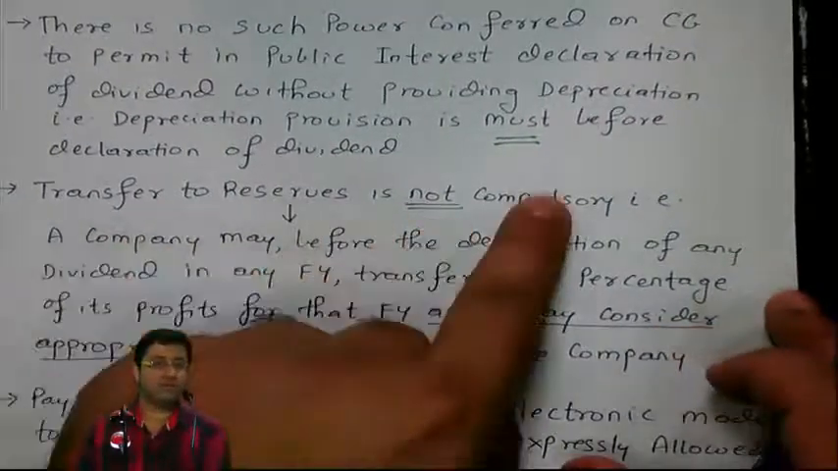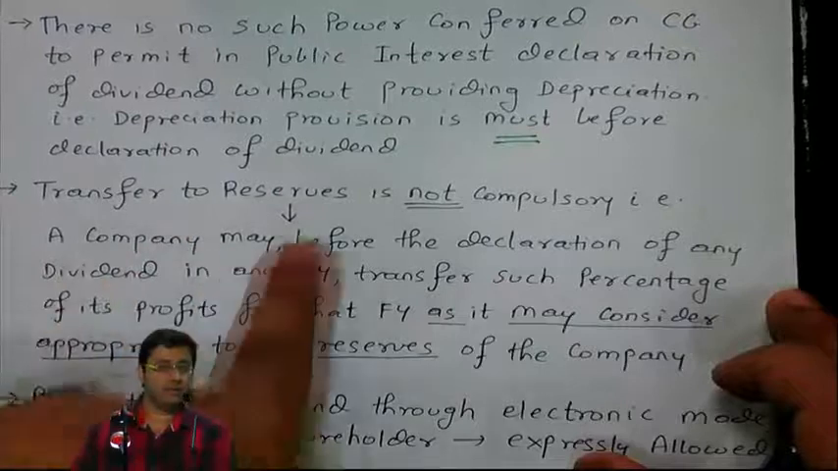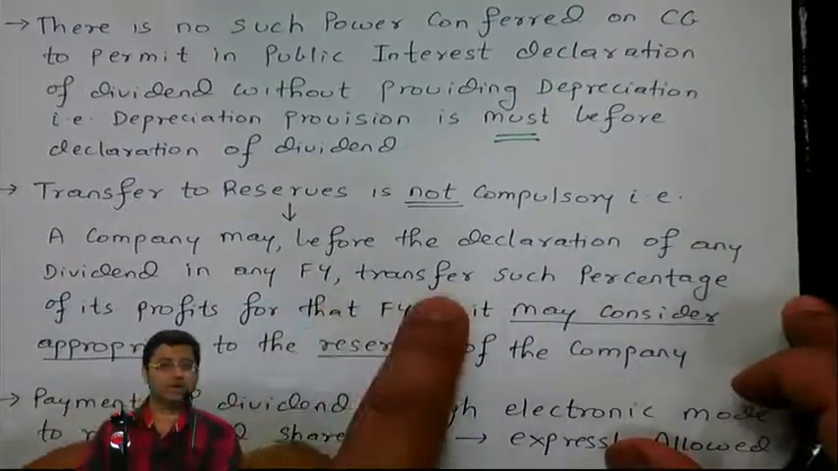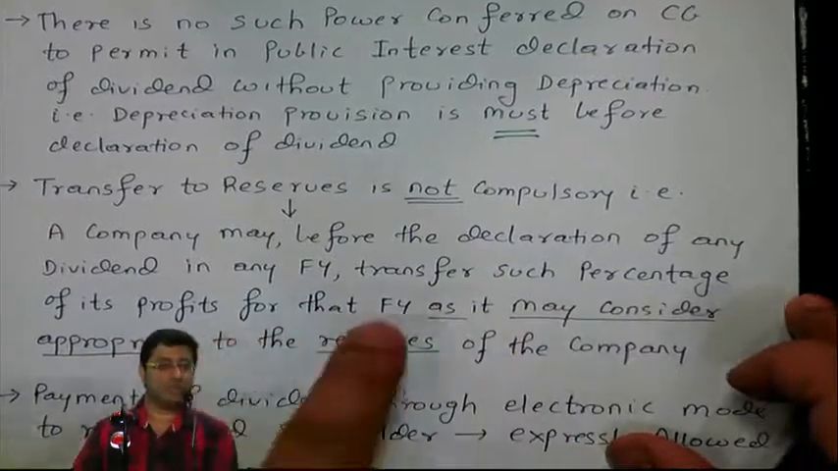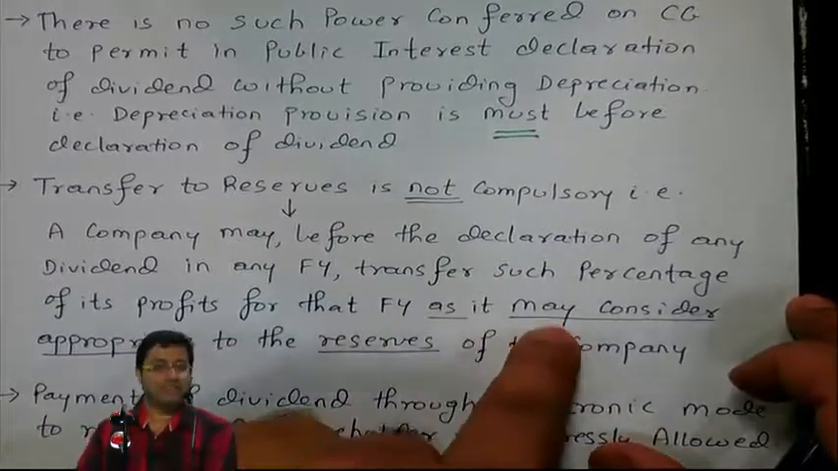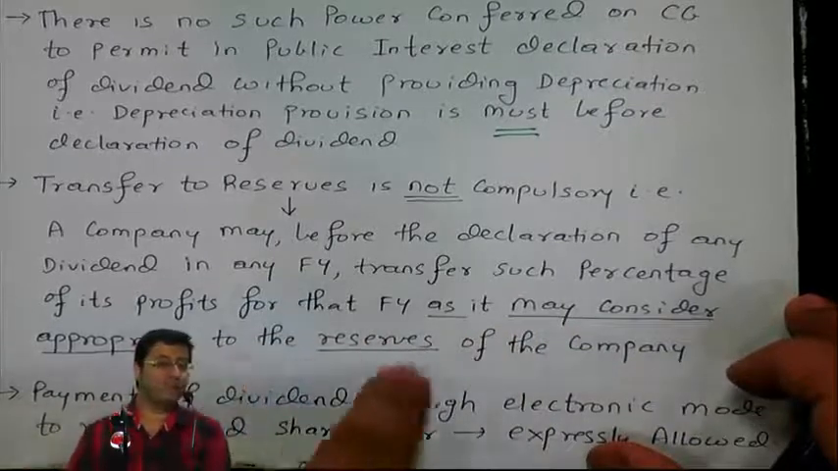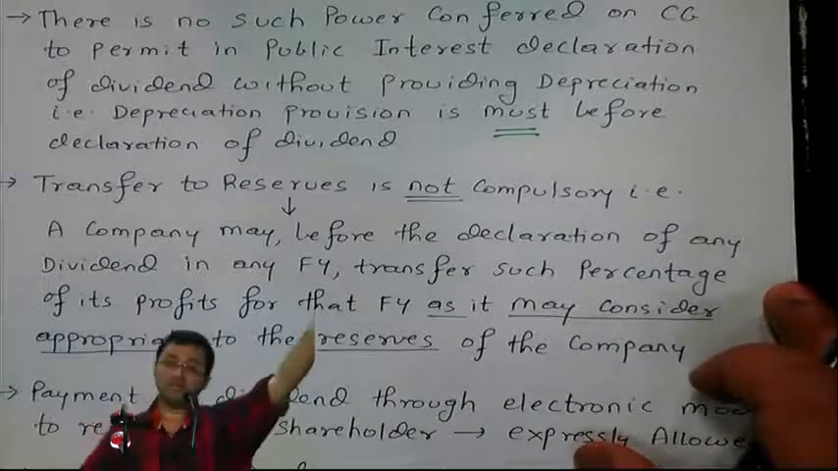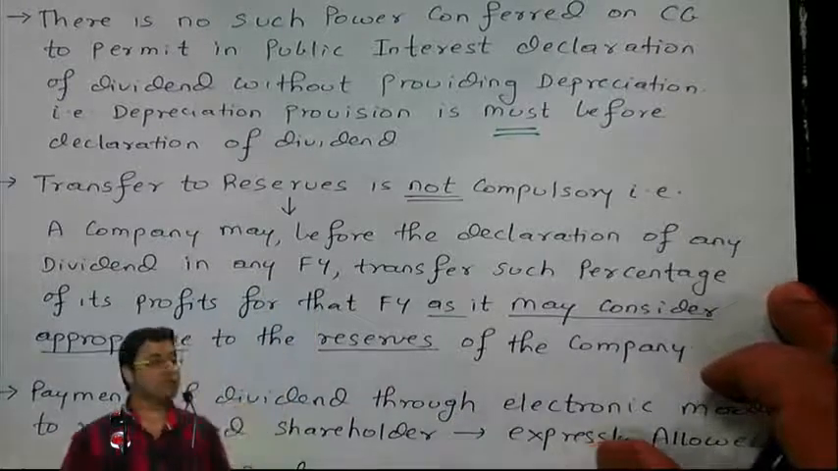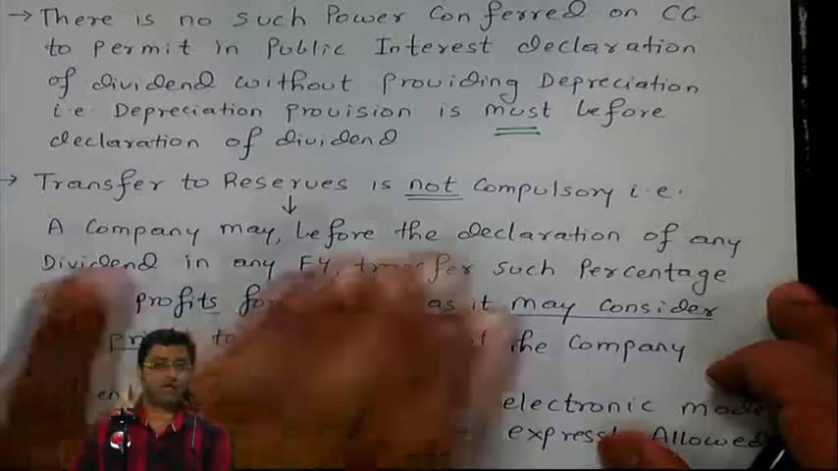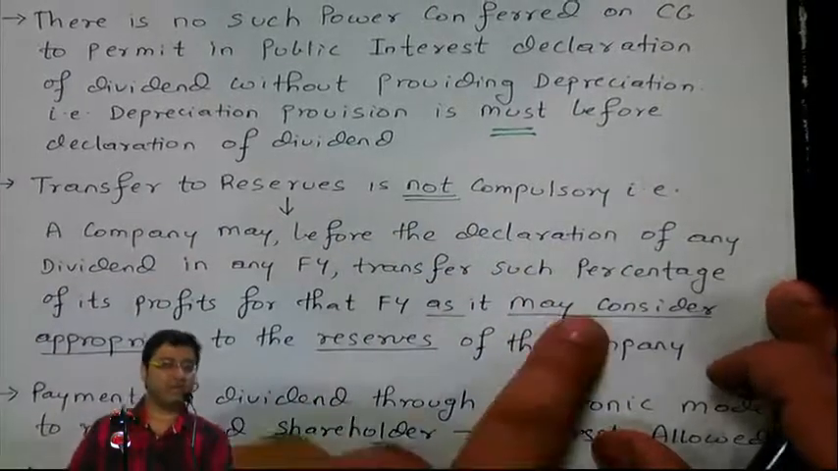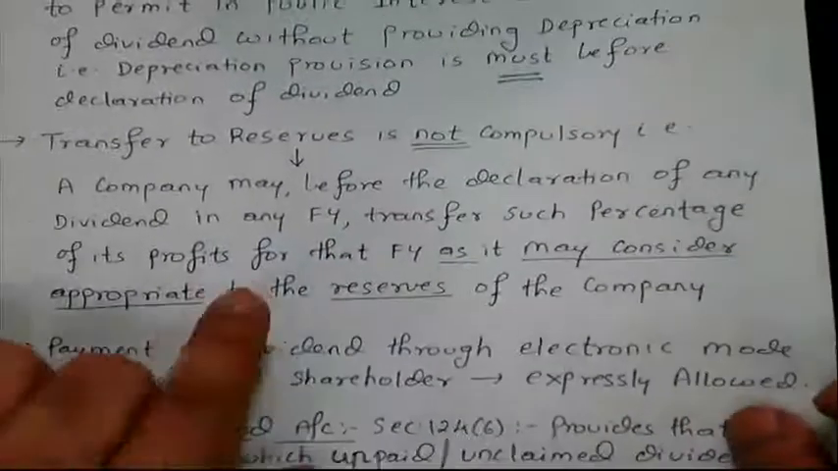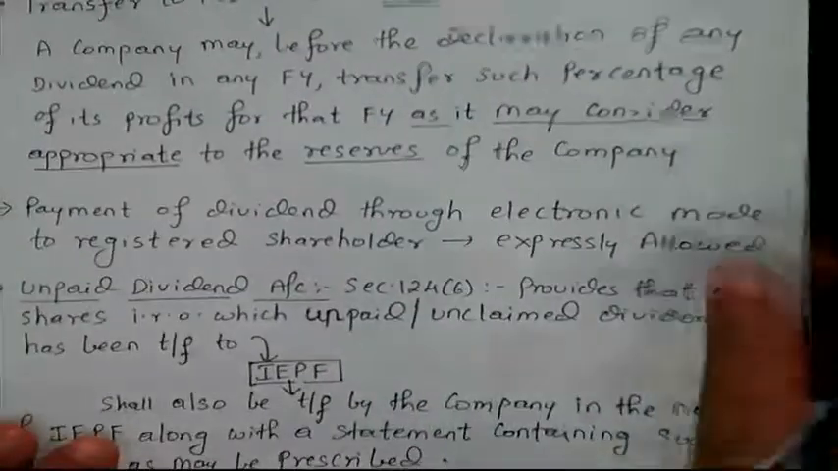Transfer to reserves is not compulsory. That is, a company may, before declaration of any dividend in any financial year, transfer such percentage of its profits for that financial year as it may consider appropriate to reserves of the company. Have you understood or not? It means what? That now should we follow those transfer of profit to reserve rules? No rules only. Good thing we don't have to follow. Now straight away we can transfer any percentage of profit as it may consider appropriate. Is it clear or not? Who will decide that? The board of directors have to decide.